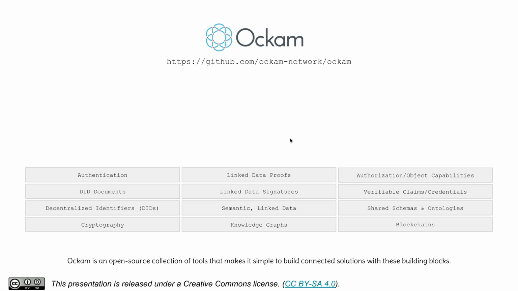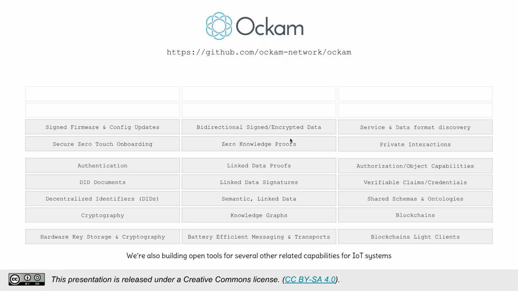So at Ockam, we're building a set of open source tools to enable all of these neat ideas from the community and make them feasible for IoT systems, make them easy to use in IoT systems. And in addition to just the ideas that we've talked about already, we're also building other pieces on top. So I briefly mentioned that we're adding support for signing cryptographic credentials via hardware modules for various common open boards or boards that are commonly used in IoT systems. We're trying to make protocols and transports more battery efficient.